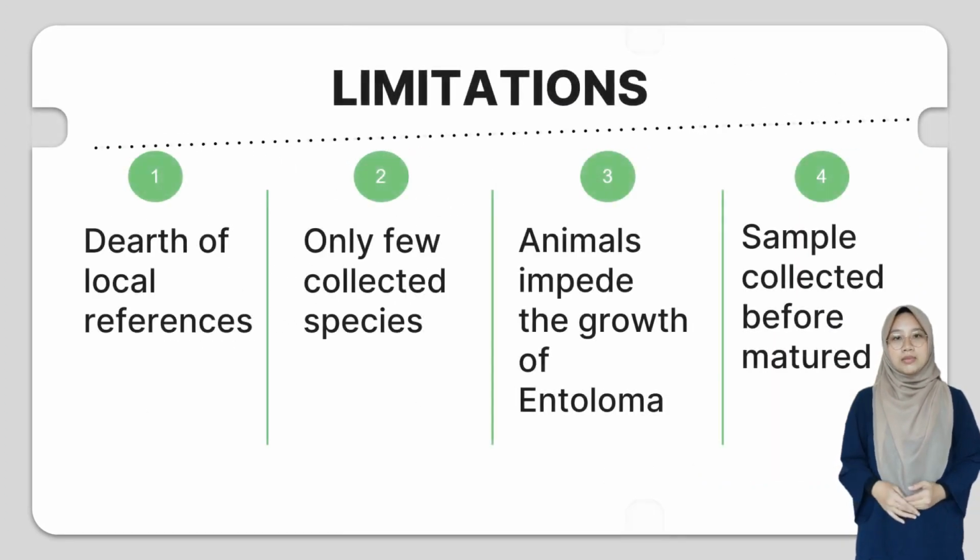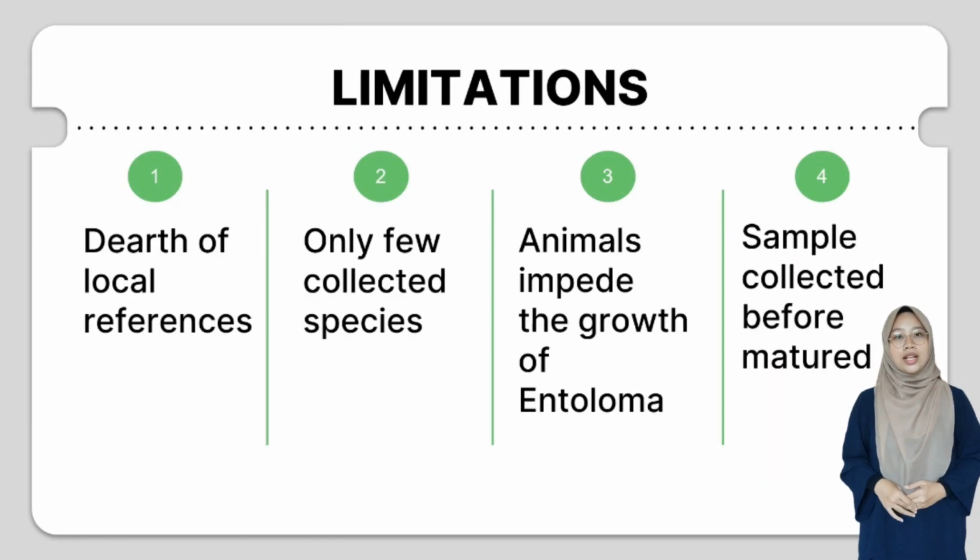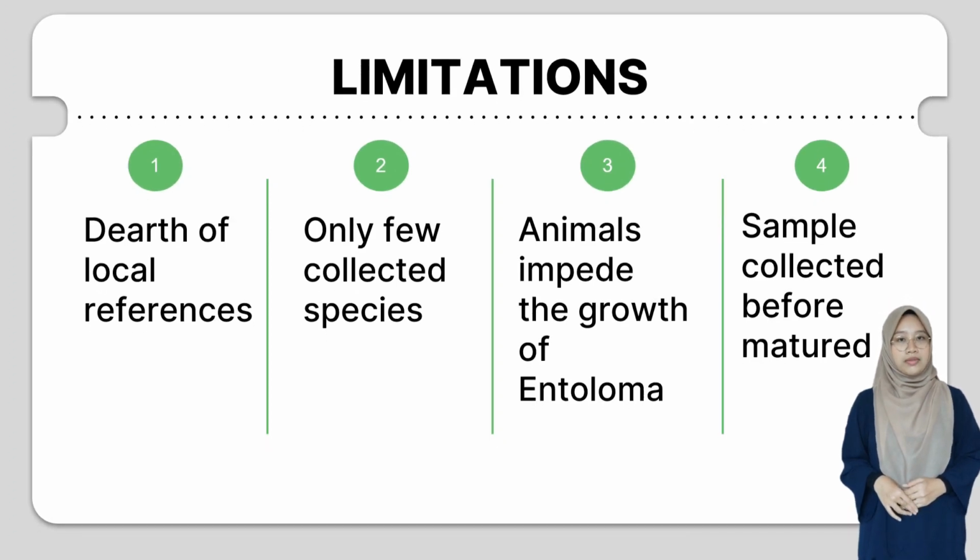Several limitations in this project are the lack of local references, as most reports are from overseas. The sample collected is also small, as the number of specimens received during collection was not as much as expected. Numerous animals, including cats and monkeys, can impede the growth of Entoloma species at UiTM Jengka. Some species are collected before they reach maturity, which has an impact on the micromorphology observations.